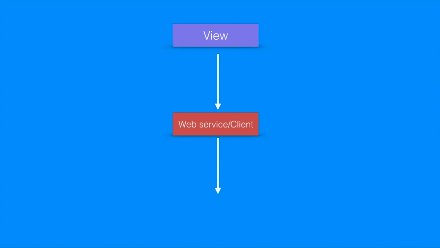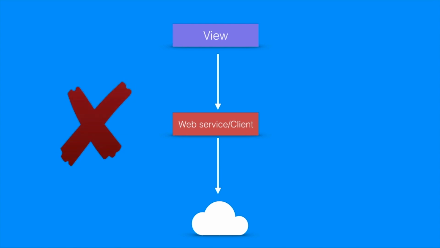Let's assume that we do have a view, and the view says, hey, I want all the customer information. So the view is going to talk to a web service or a client. The web service will eventually go to the cloud and get some JSON data. Do you see a problem with this approach? Well, the view is directly talking to the web service. There is no abstraction. The view is directly tied to the web service, and that is never a good idea. So don't use that.